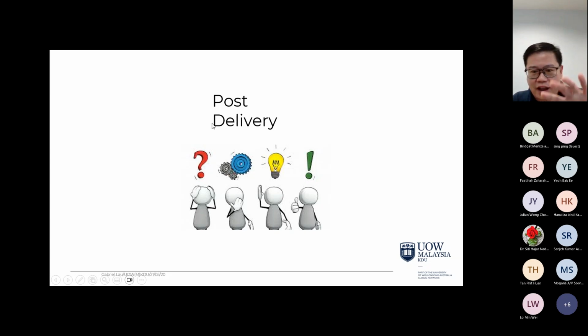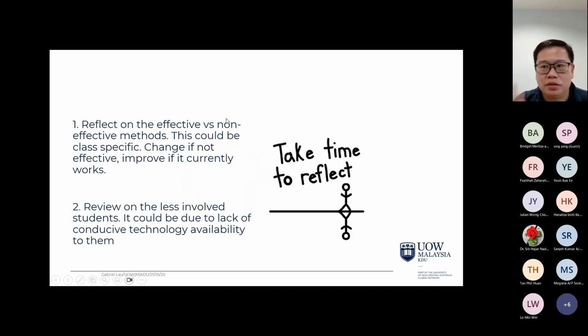And then after that, we prepare. During delivery, we have those 9 stages reflected by Gagne's key concepts. Now what about post-delivery? Once lessons are done, class finished already, what do we do? We still have things to do. Number 1 and number 2, very simple. Number 1, reflect on the effective versus non-effective methods. This could be class specific: change if not effective, improve if it currently works.